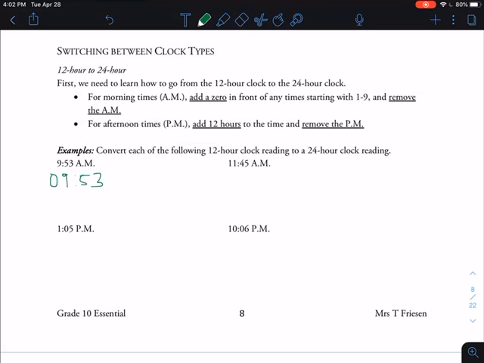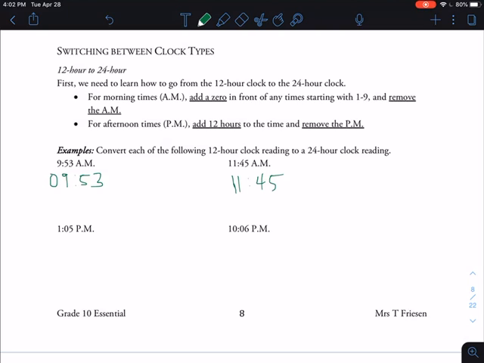Now for another morning time here, it doesn't start with 1 to 9, so I don't have to add a 0. I just have to remove the AM. So, there we go, 11:45. That would be how you would write 11:45 a.m. in 24-hour clock.